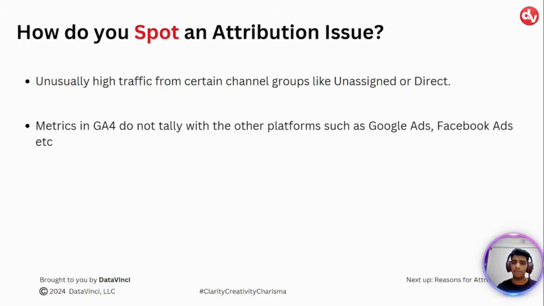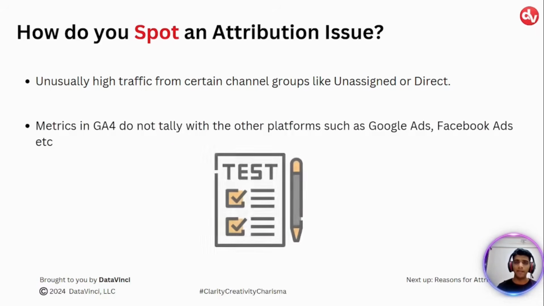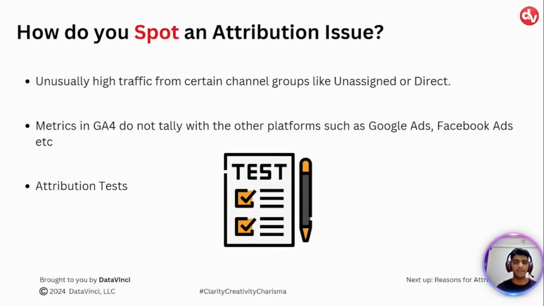So once you've seen the symptoms, what can you do next? You can perform some attribution tests. Attribution tests are not very hard. We'll just look at some of the ways you can do attribution tests and verify your attribution in GA4. Let's jump into Tag Assistant.